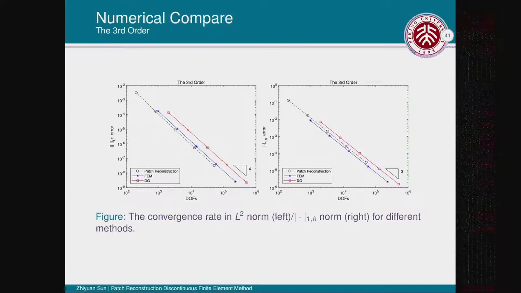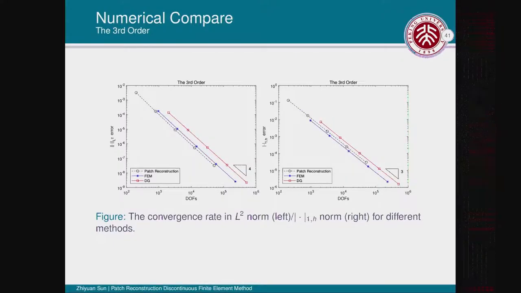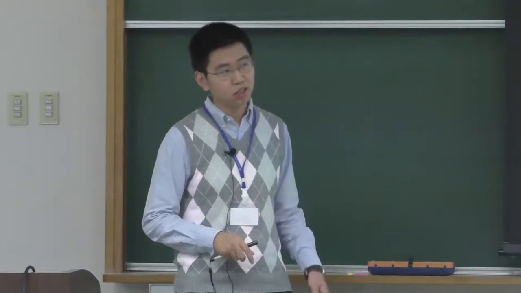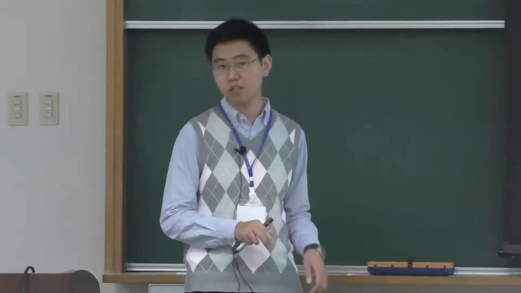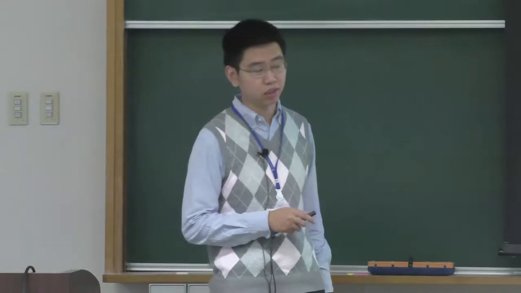So we can see from all the examples that our method is always better than the discontinuous Galerkin method. But for elliptic equations, the conforming finite element method may be much more suitable because it is a conforming approximation. It's just because the conforming finite element belongs to the H1 space.